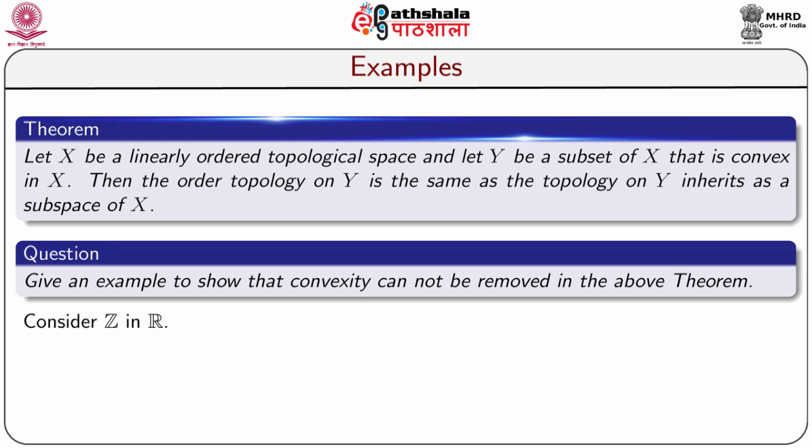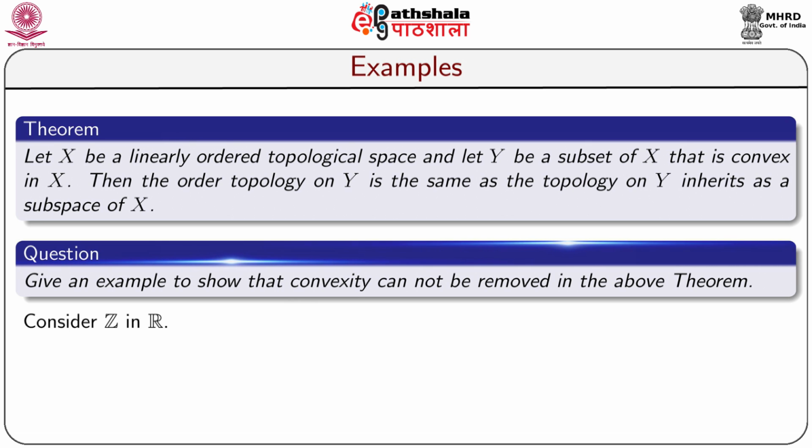Then the ordered topology on Y is the same as the topology Y inherits as a subspace of X. The proof is easy. I am omitting the proof, but I am asking the student to produce an example to show that convexity cannot be removed in the above theorem.